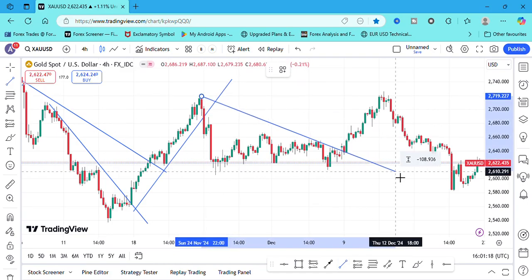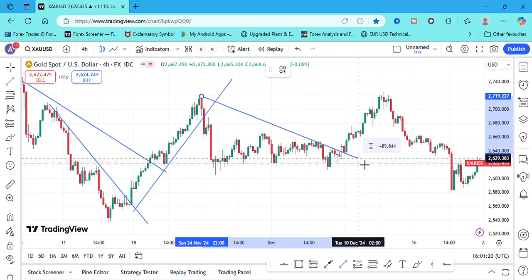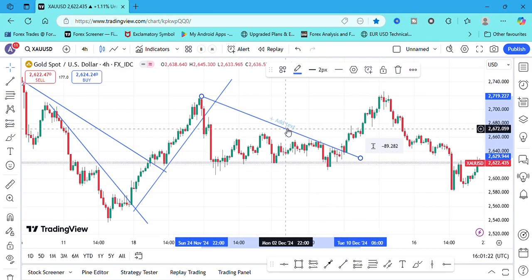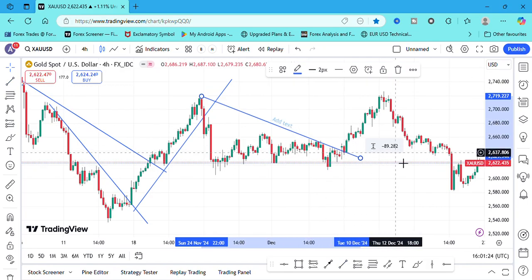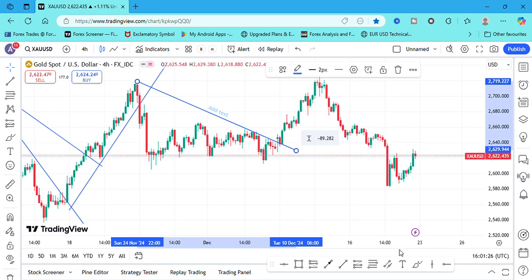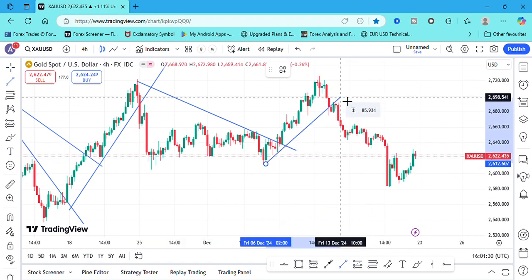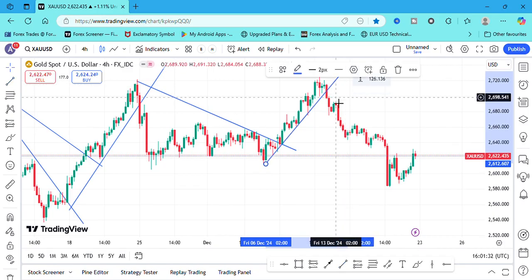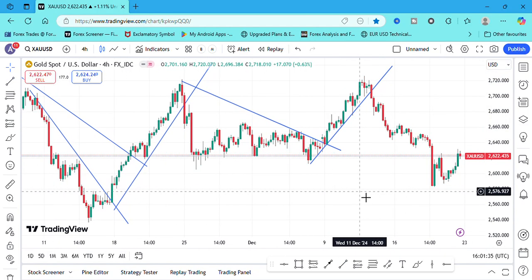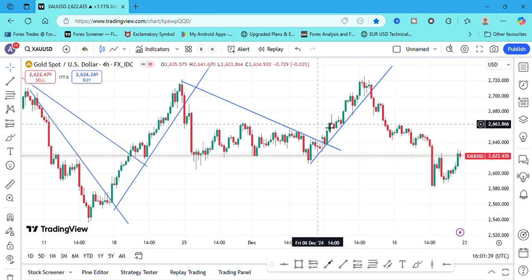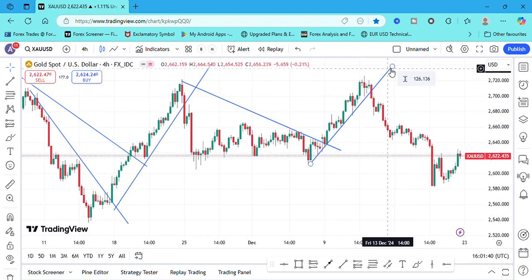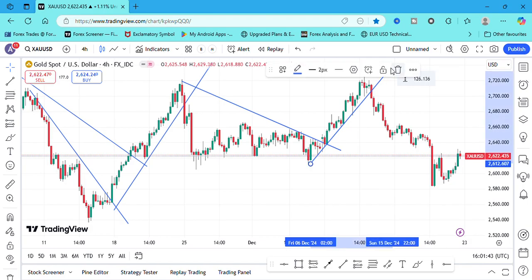Trend line is break, is coming up. Trend line break is coming down. Okay. Anyway, it's fine. Just I am highlighting more quickly some trend line.